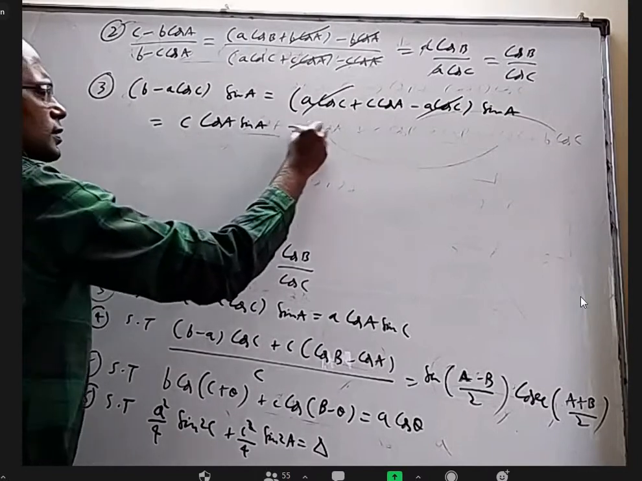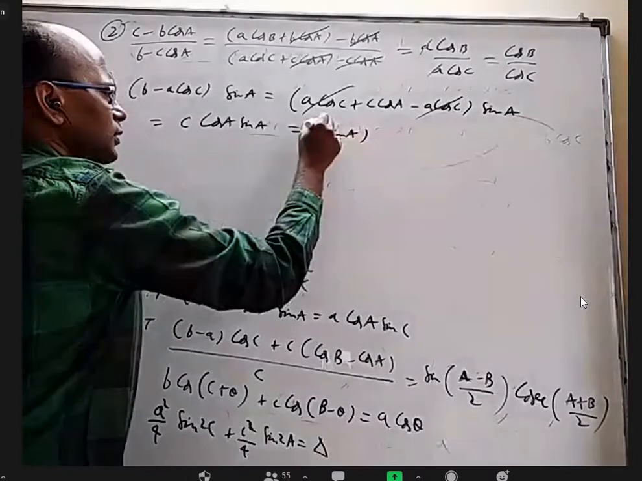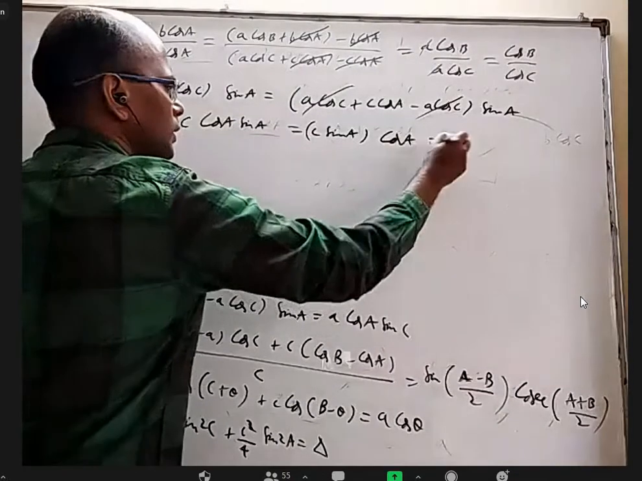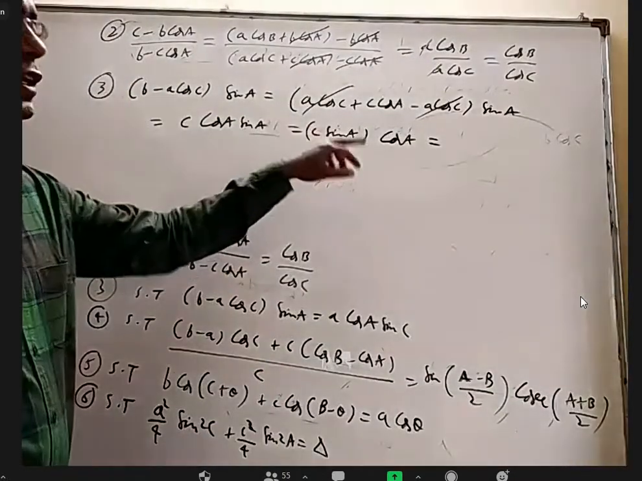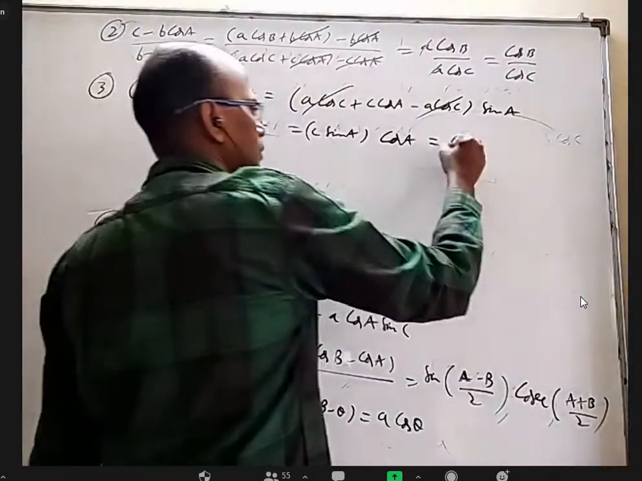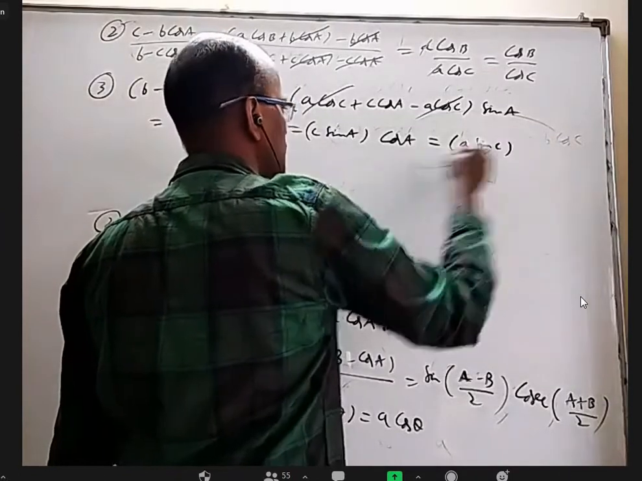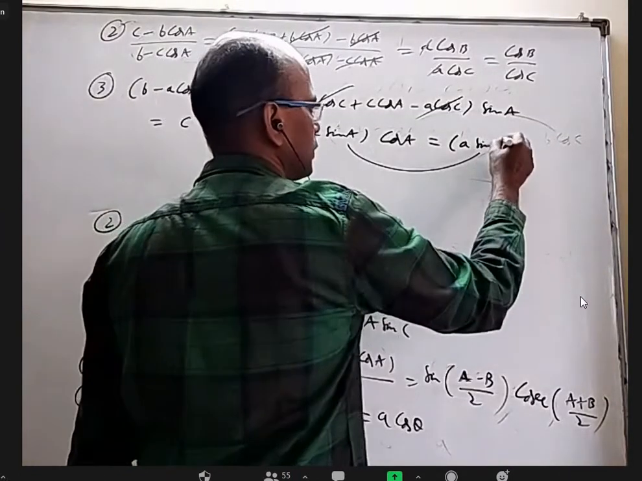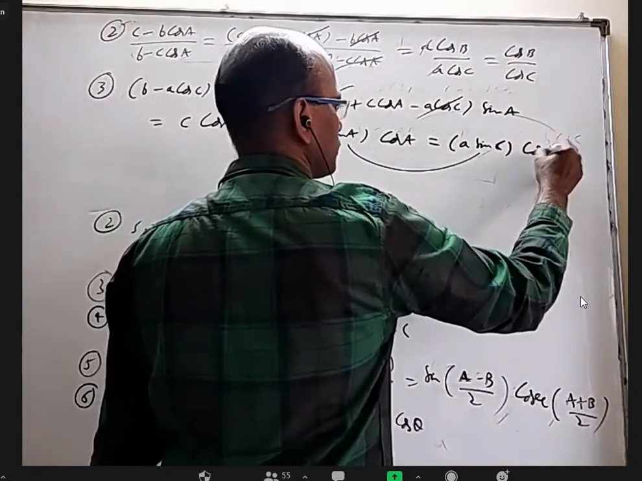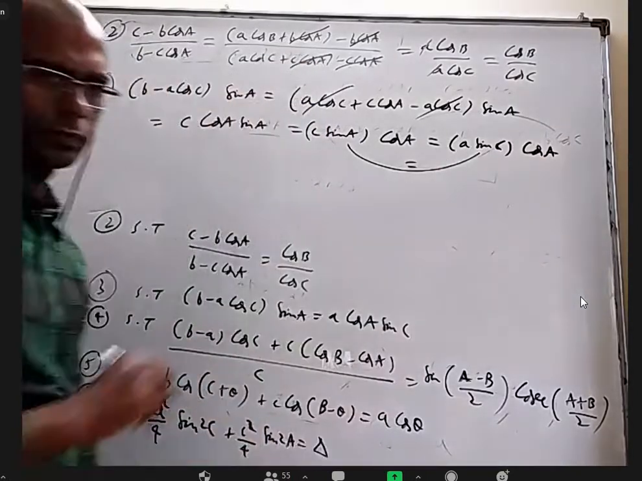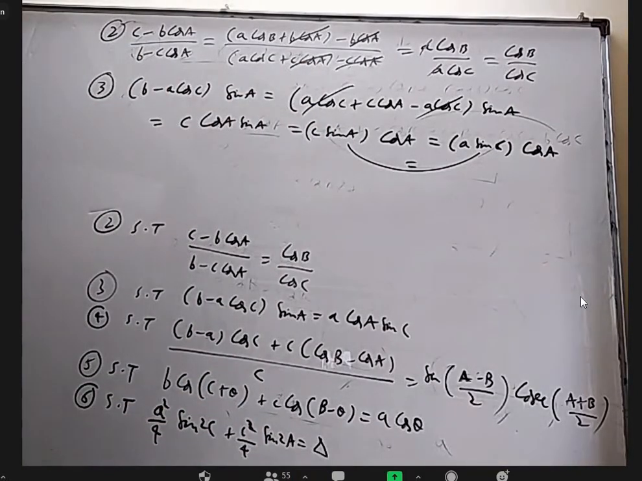But C sin A I will write, and cos A. According to sine rule, C sin A can be written as A sin C. So I can write this as A sin C, these two are equal, and cos C. Now A sin C cos C I think is the answer. Yes.